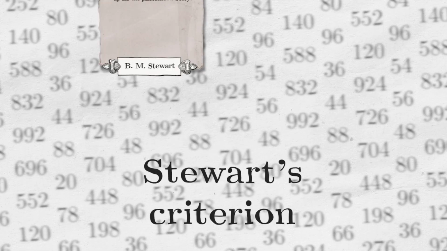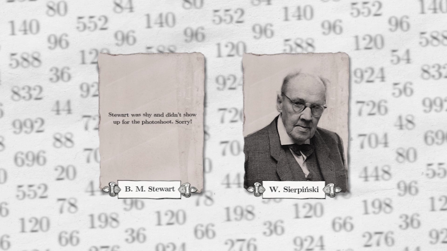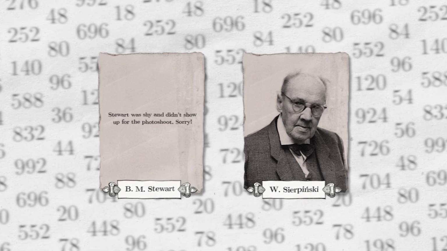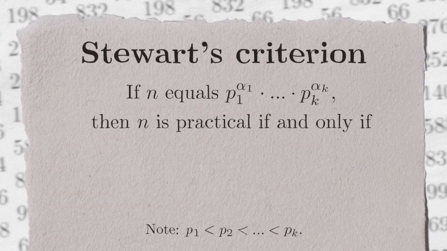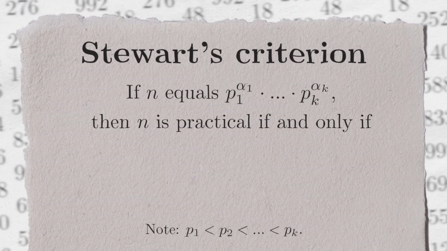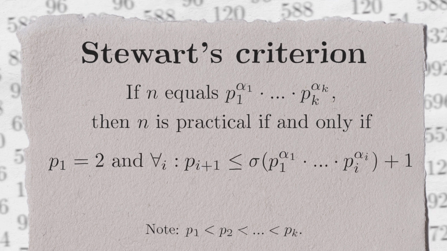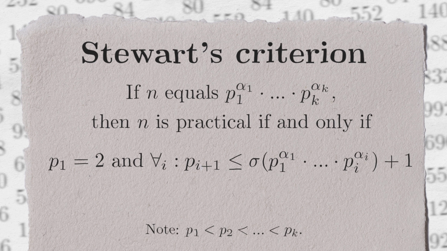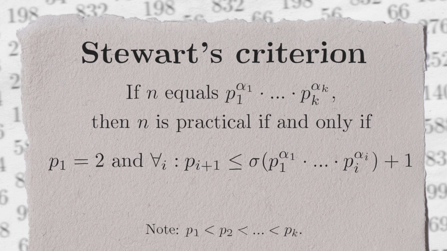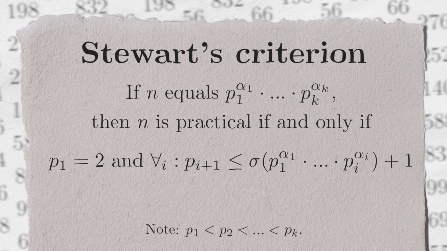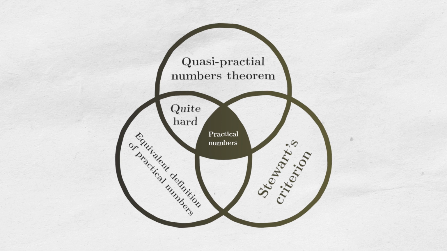Stewart and Sierpiński independently of each other proved that you can check whether a number is practical based solely on its prime factorization. Speaking in detail, a number n of this form is practical if and only if n is even and each bigger prime factor is smaller than or equal to the sum of divisors of n truncated to the previous prime factor. It sounds complicated, but with a little bit of math notation, it becomes quite clear. And of course, this theorem is also related to the previous ones.